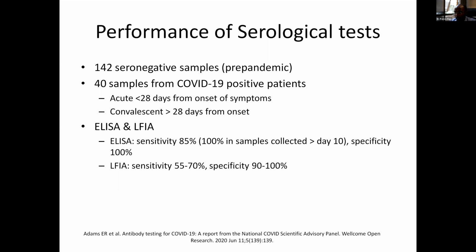So there are various studies that have tried to look at diagnostic performance of serological tests. And for example, in this particular study, there were 142 seronegative samples, and these were samples that were collected before the pandemic broke out. And there were also another 40 samples that were collected from COVID-19 positive patients. And for these positive samples, some of them were within what can be regarded as the acute period, that is within 28 days from the onset of symptoms. And then there were also those that were in the convalescent period.